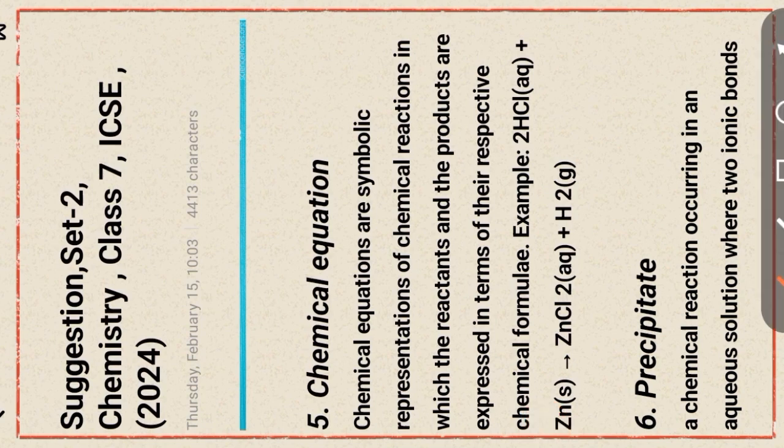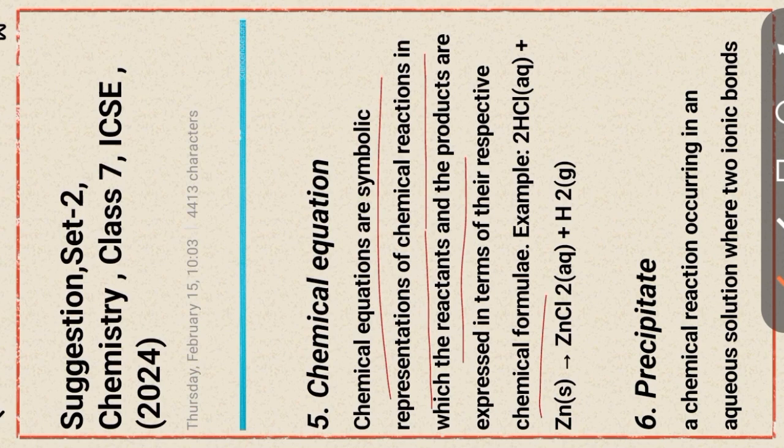Okay, next, chemical equation. Chemical equations are symbolic representations of a chemical reaction in which the reactants and products are expressed in terms of their respective chemical formulas. For example, HCl hydrochloric acid (aqueous) plus zinc (solid) form zinc chloride ZnCl2 (aqueous) and hydrogen gas H2. That is the balanced equation: 2HCl (aq) + Zn (s) gives ZnCl2 zinc chloride (aq) + H2 gas, that is hydrogen gas.